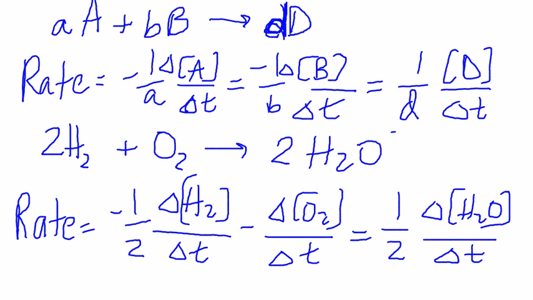What this means is we could follow any one of these things to determine the rate of this chemical reaction. We could follow the disappearance of hydrogen gas, the disappearance of the oxygen gas, or the appearance of the water. Any one of these we could use to determine the rate of this chemical reaction. Here's where we're going to end this first video.